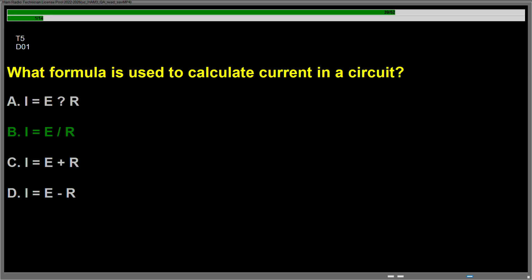Question Delta 01, what formula is used to calculate current in a circuit? Answer is B. I equals E/R. Question Delta 02, what formula is used to calculate voltage in a circuit? Answer is A. E equals I×R.